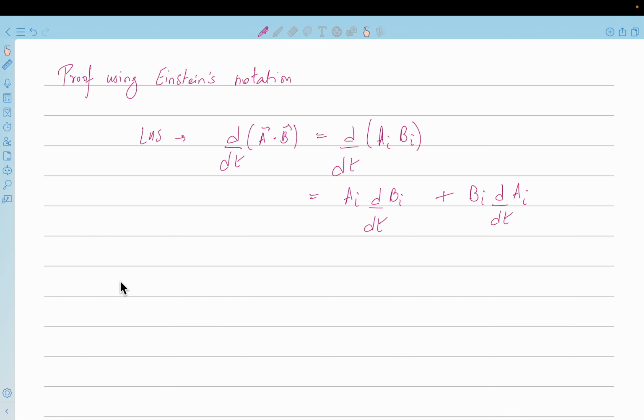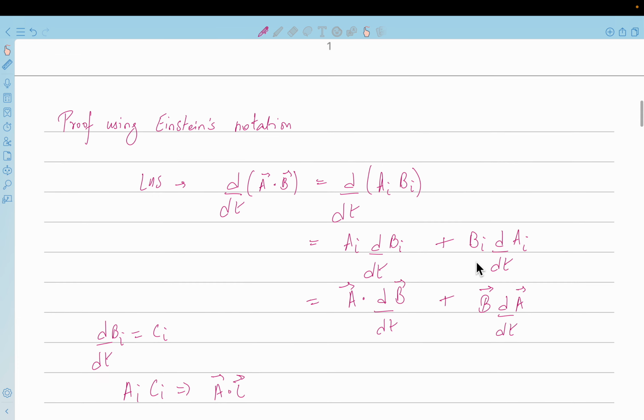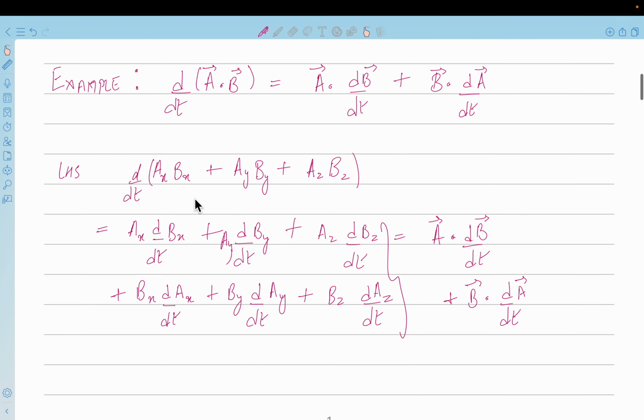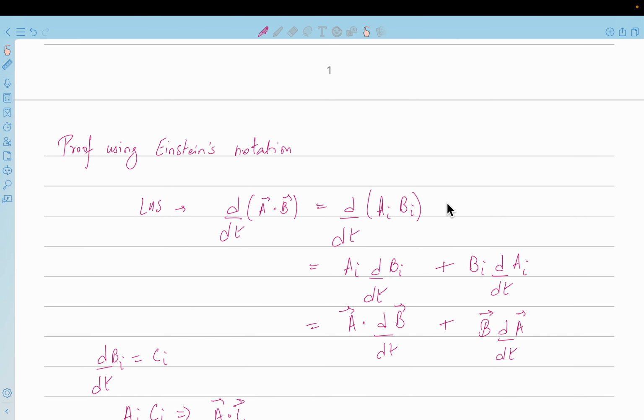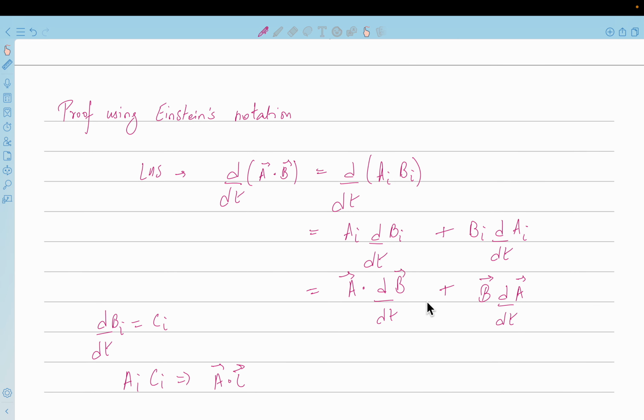Now d by dt of Bi is like some Ci, and AiCi is nothing but A dot C, right? Which is nothing but A dot d by dt of B vector plus B dot d by dt of A vector. So you can immediately appreciate that you don't need to expand the terms, and just by writing this AiBi, it was a one-step process to get to the right hand side, right?